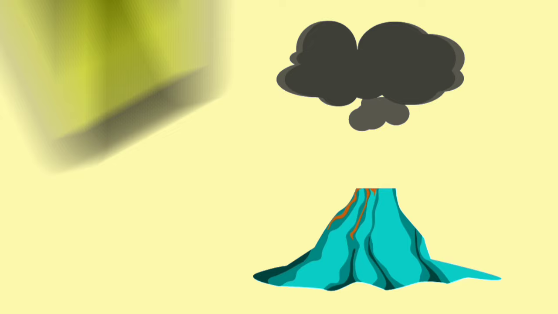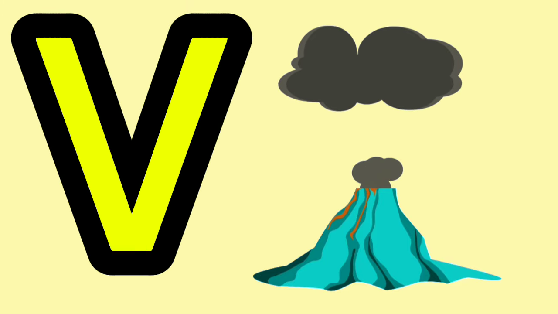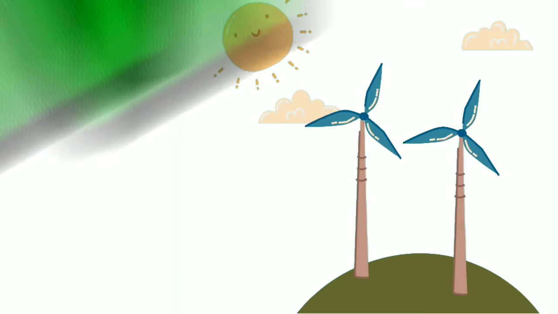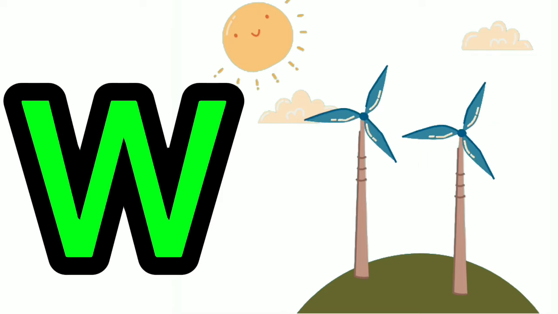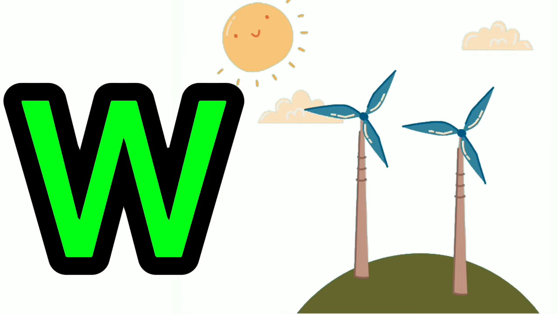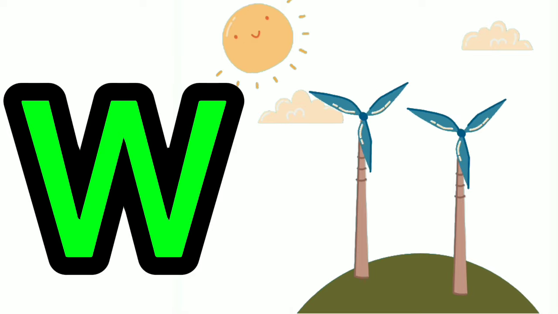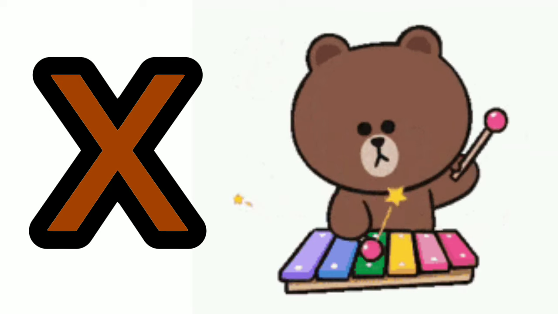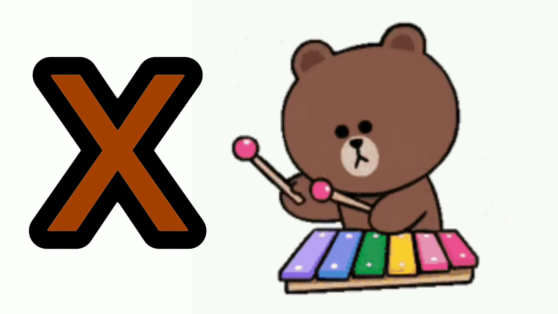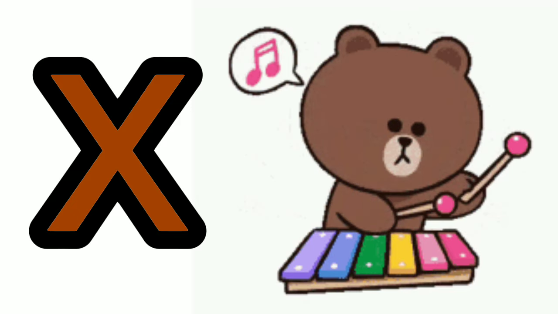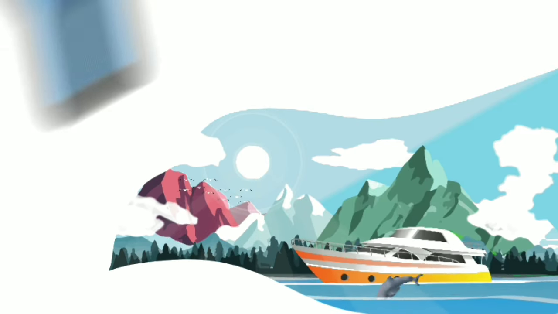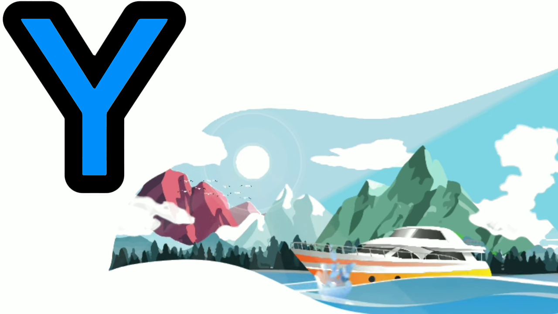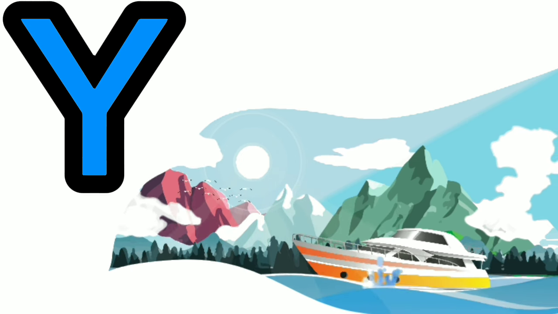V is for volcano. W is for windmill. X is for xylophone. Y is for yacht. Z is for zipper.